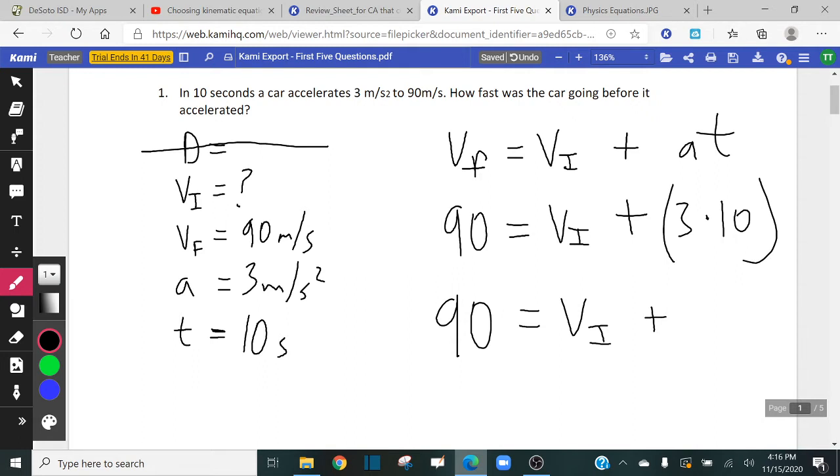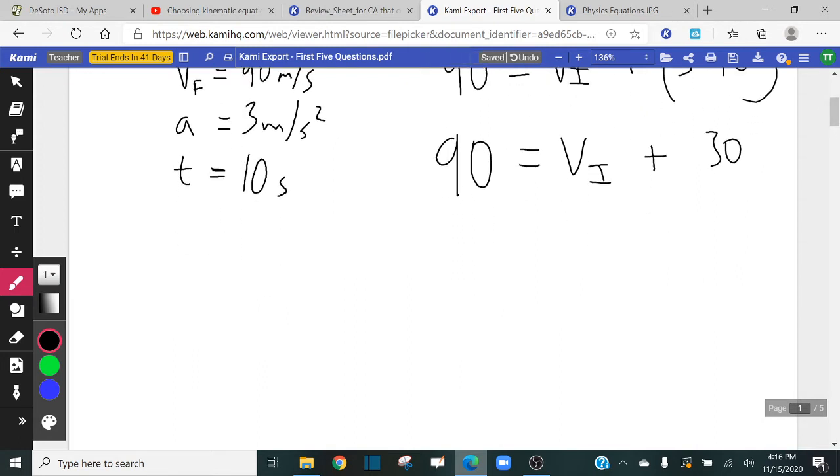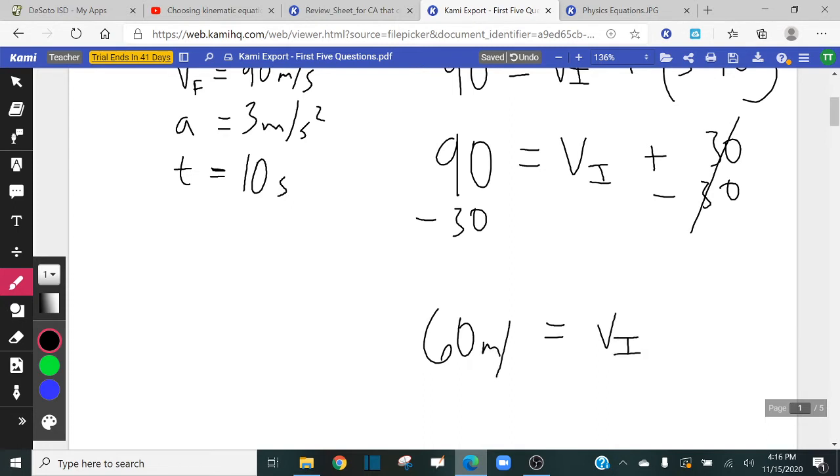As you guys know, 3 times 10 is 30. Okay. Now, how do we solve this equation for the initial velocity? That's what we got to get by itself, so I'm going to need to get rid of this 30 and put it on the other side of the equal sign. So I'm going to subtract 30. That goes away. Whatever is on one side, I have to do to the other. So I'm just left with 90 minus 30, which is 60. So 60 meters per second is equal to my initial velocity.